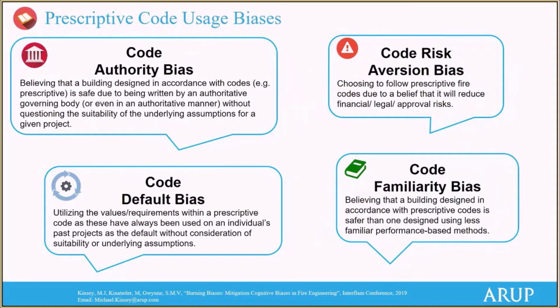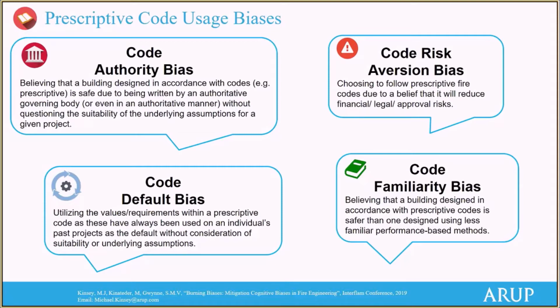So now I'm going to go through some of the cognitive biases that we've identified. The first one is code authority bias: believing that a building designed in accordance with code, so prescriptive code, is safe due to being written by an authoritative governing body, or even in an authoritative manner, without questioning the suitability or the underlying assumptions for a given project. People blindly follow what's written in a guidance document or code, saying that's what we should do because it's written down, just because it's in a position of authority.